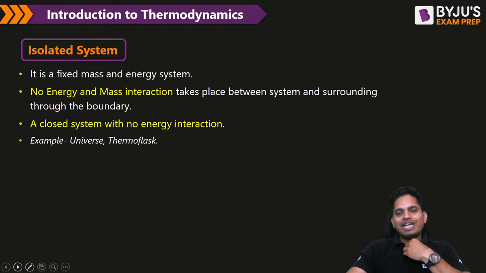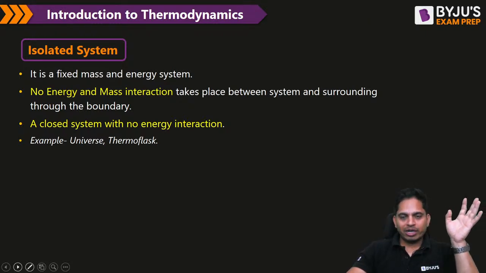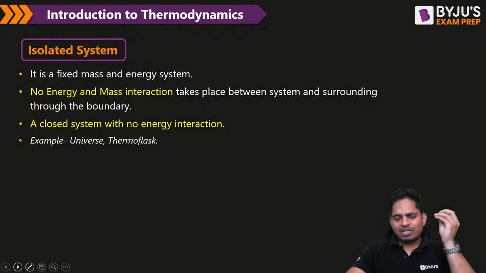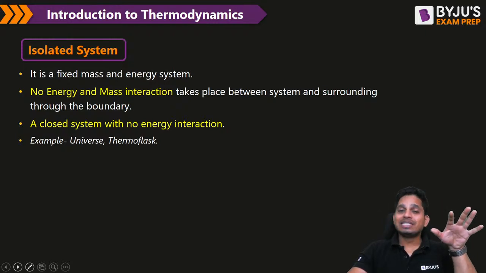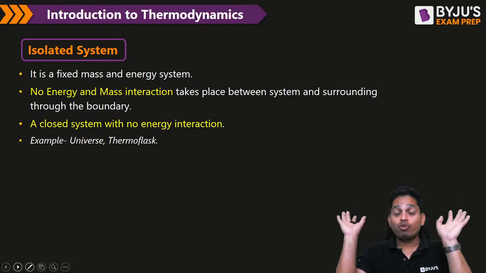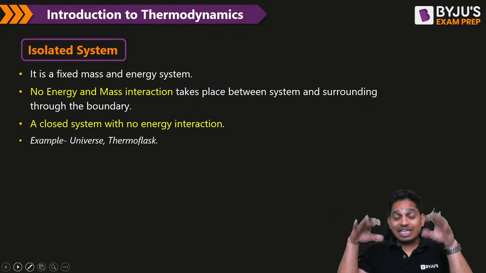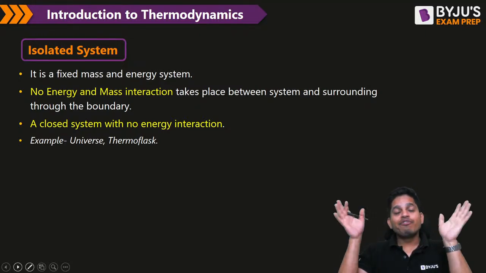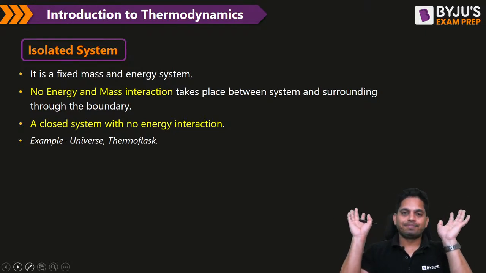So if I say that Saurabh is an isolated guy, it means Saurabh does not interact with anyone. He does not talk with anyone. He does not play with anyone. He does not eat with anyone. He is a very isolated guy. Means he does not care about anyone. He does not talk to anyone. Does not interact with anyone. So a system that does not interact with anyone in any way is called an isolated system.